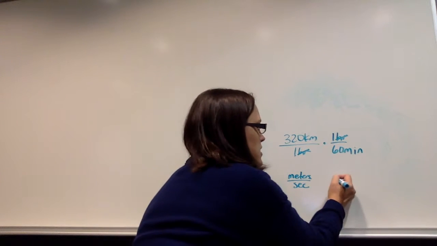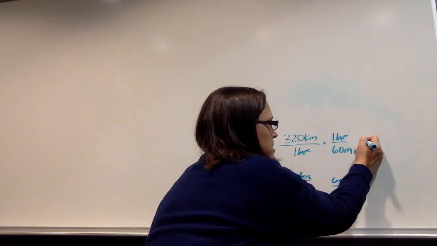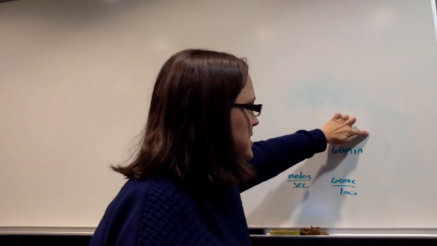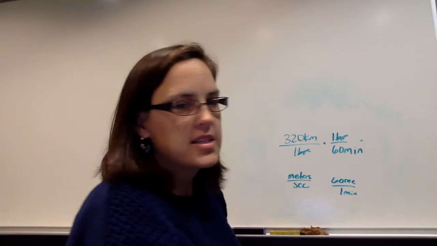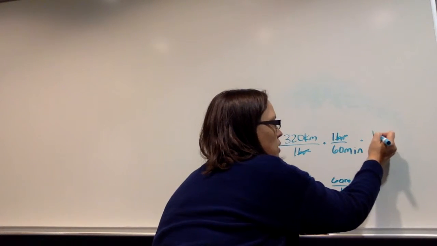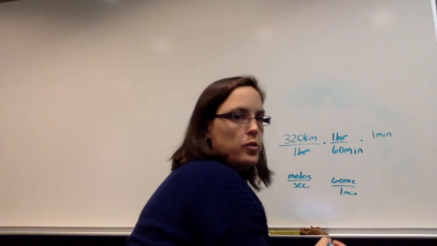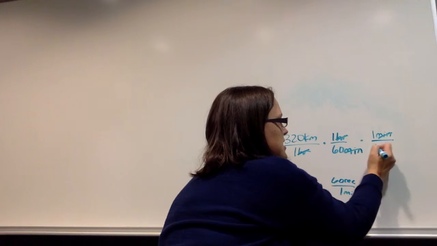So I know that there are 60 seconds in 1 minute. Is my next fraction going to be 60 seconds over 1 minute or 1 minute over 60 seconds? Well, I'm going to put 1 minute in the numerator so that I can cancel out the minutes. And then I'm going to get 60 seconds in the denominator.